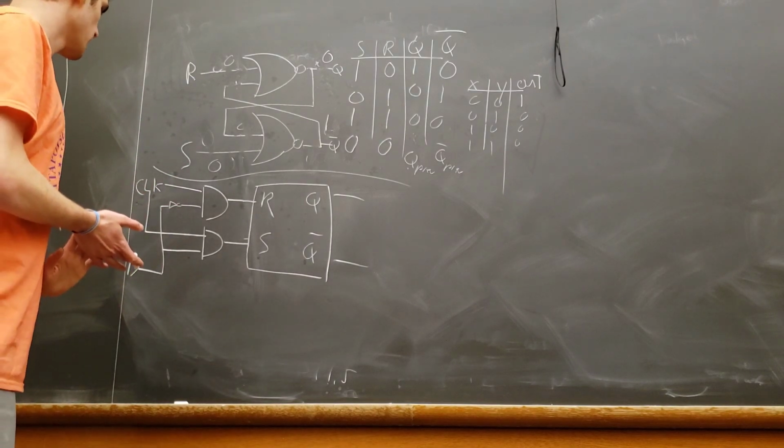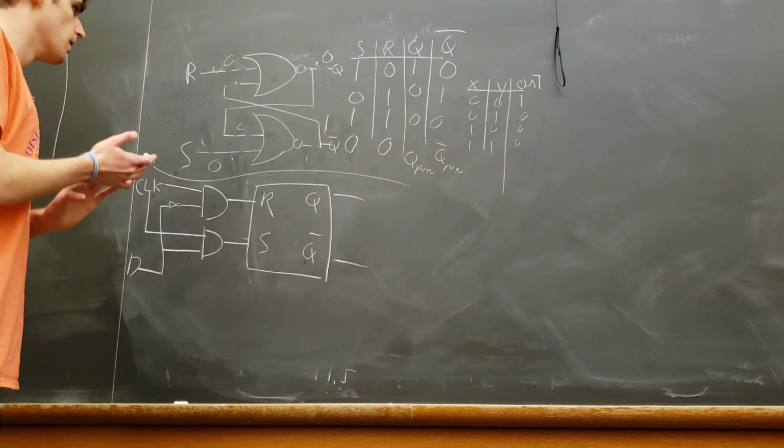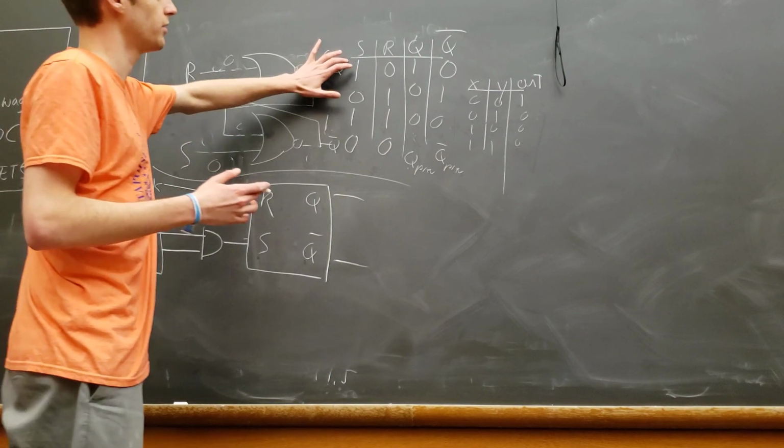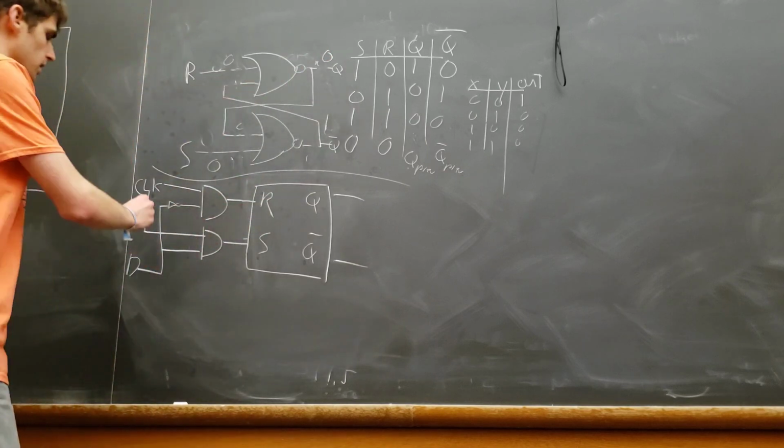Now, if your clock changes to 1, this is where this part of the truth table comes in. So if my clock is 1, right?